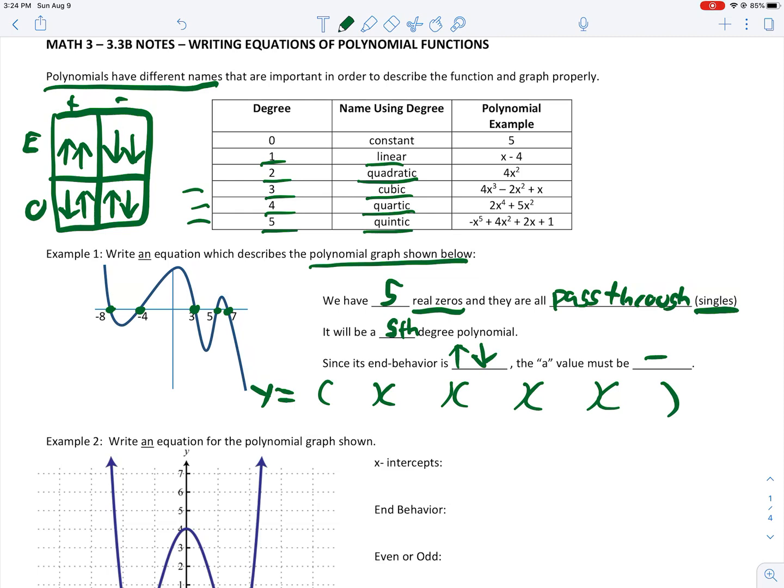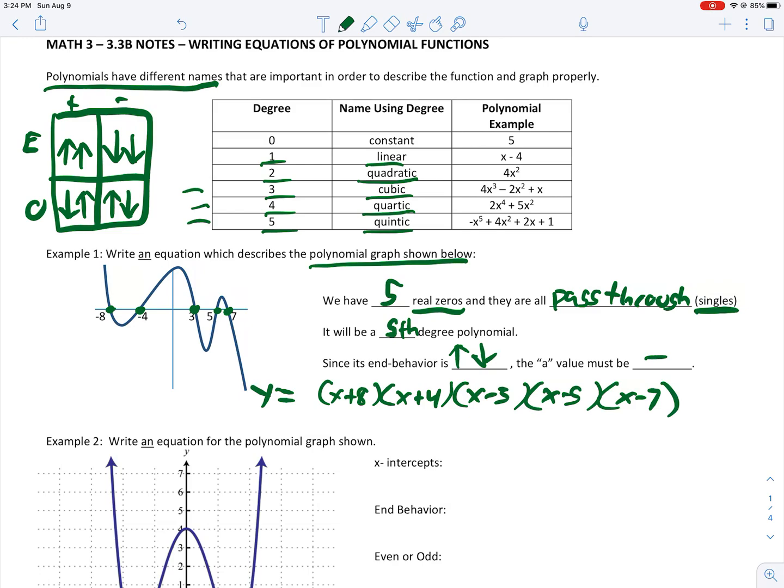Negative 8 is a 0. The factor would be x plus 8. Negative 4, so this would be x plus 4. x minus 3, x minus 5, x minus 7. Again, if the factor is x plus 8, the 0 is negative 8. It's what you plug in to get 0. So I'm starting with the zeros, the x-intercepts, and now I'm working backwards because I'm writing the equation. So your factors are going to have the opposite signs of your zeros.